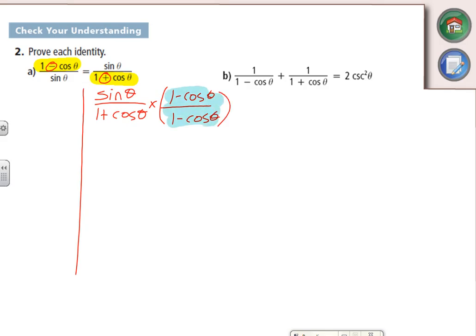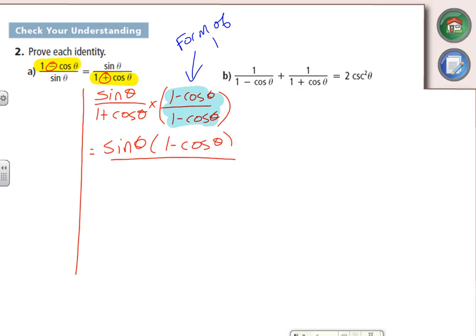This here is a form of 1. That's why we can do this. It's something over itself. We're really multiplying by 1, just changing the way it looks. So then we get sine theta times 1 minus cos theta over... And we've got, I'll bring it on the side over here just for now.